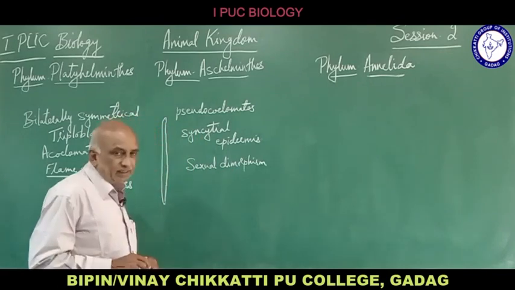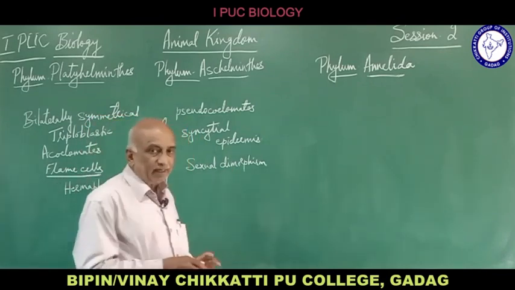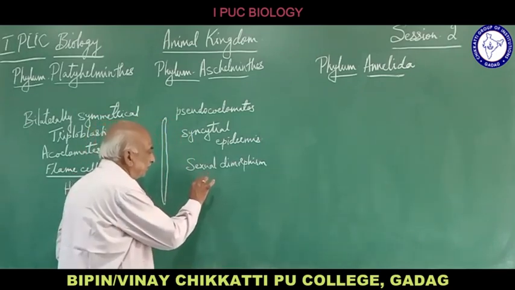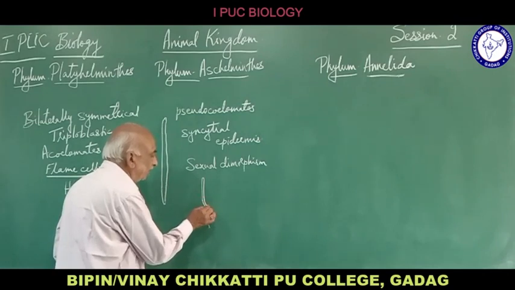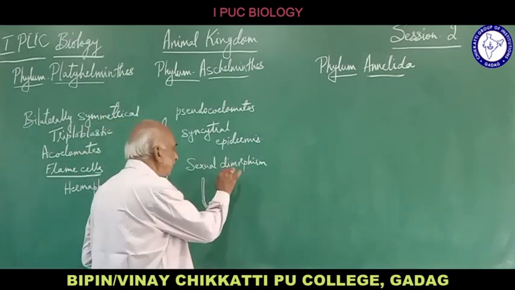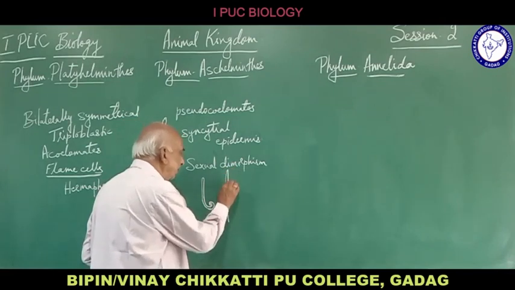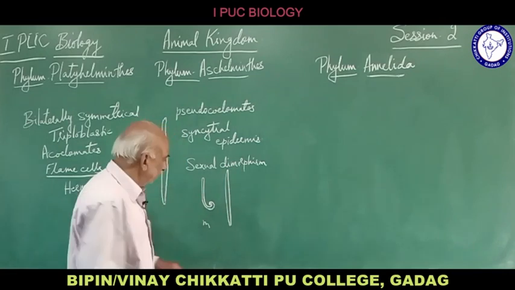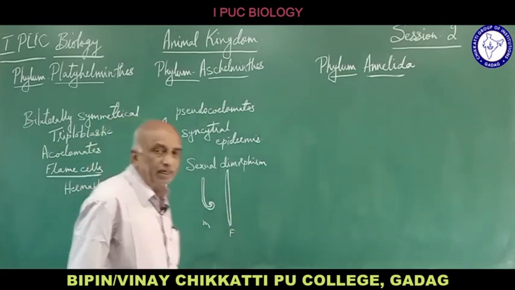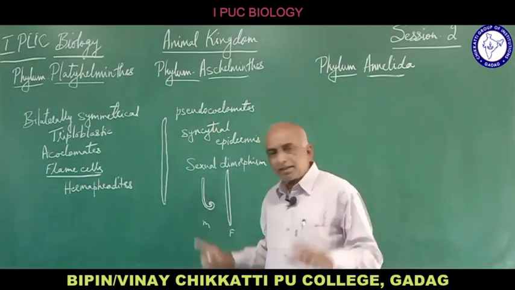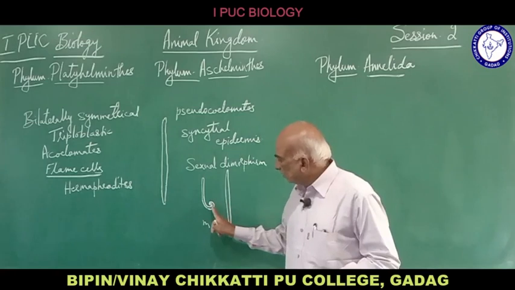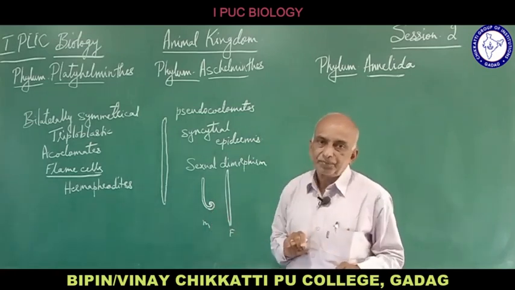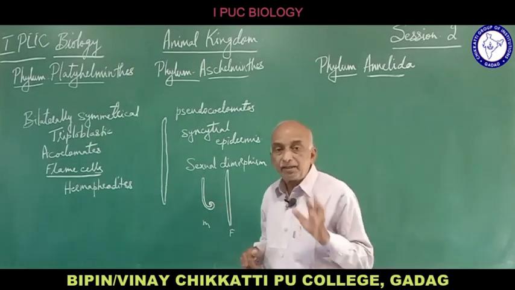Now, taking the example of roundworm, which is commonly a parasite in our small intestine, suppose this is the male. The male has a small body and a tail which is curved like this. But the female is much larger than the male, and it does not have a curved tail. So male and female can be identified just by appearance. Males are usually smaller and females are larger in size, and not only in size, the tail of the male is coiled inwards, but the female does not have any curved tail.